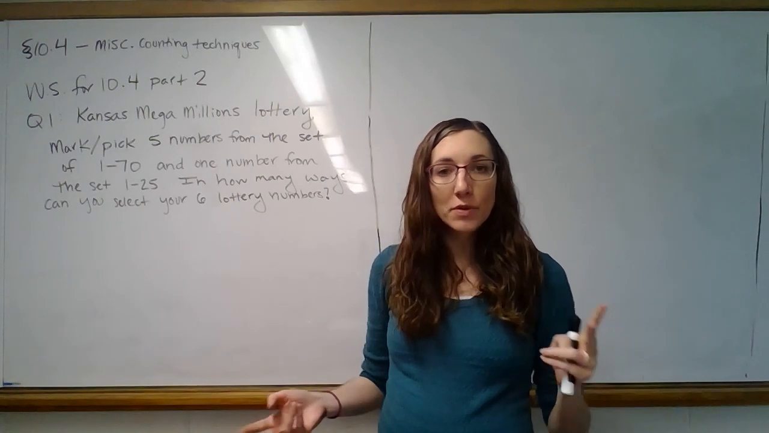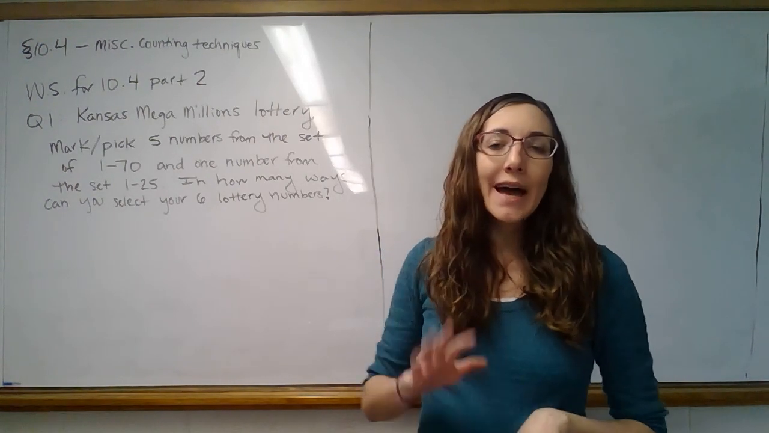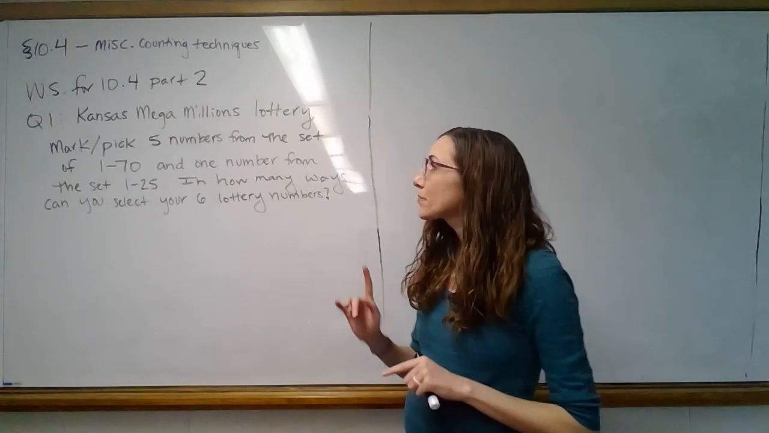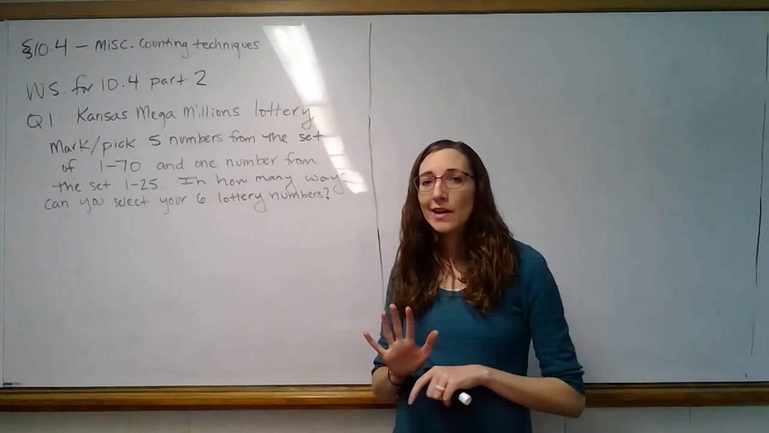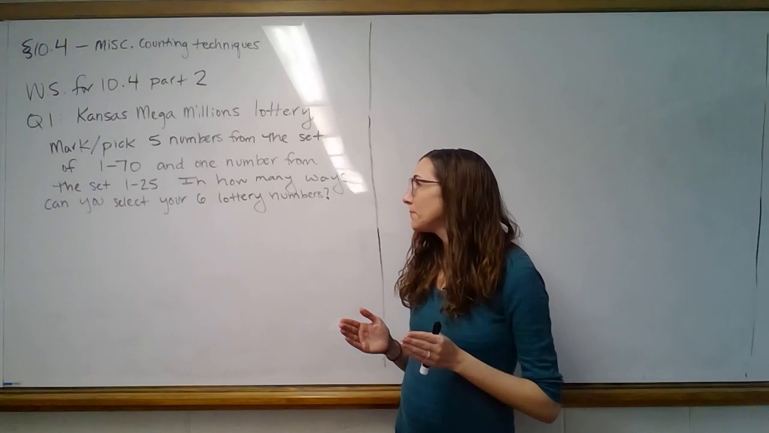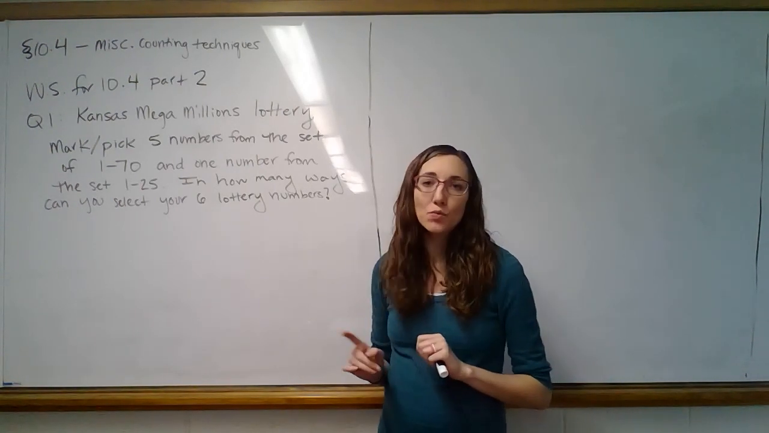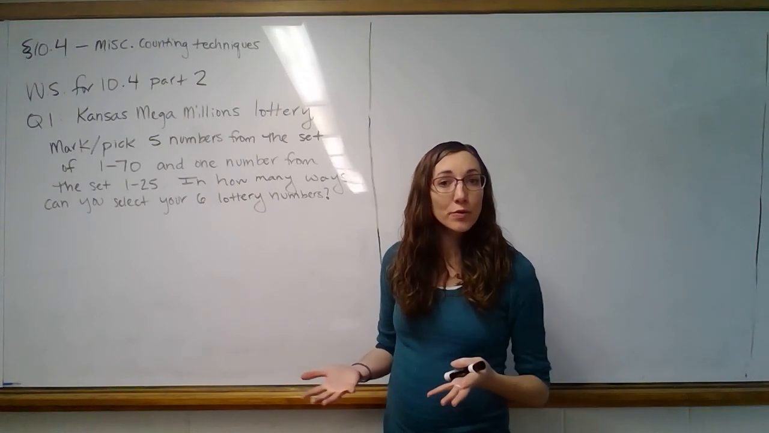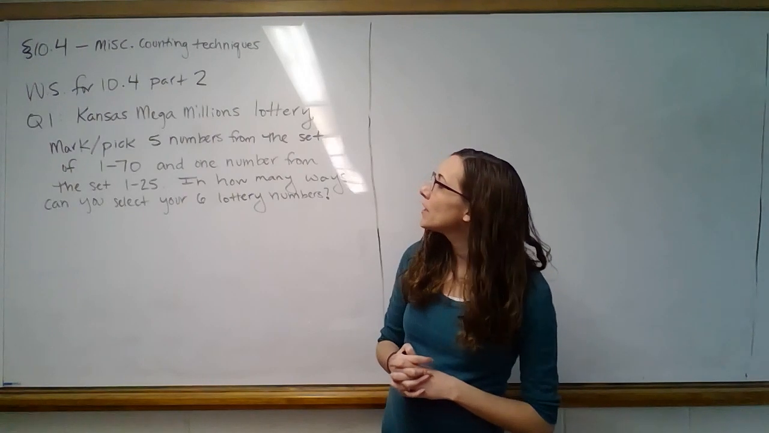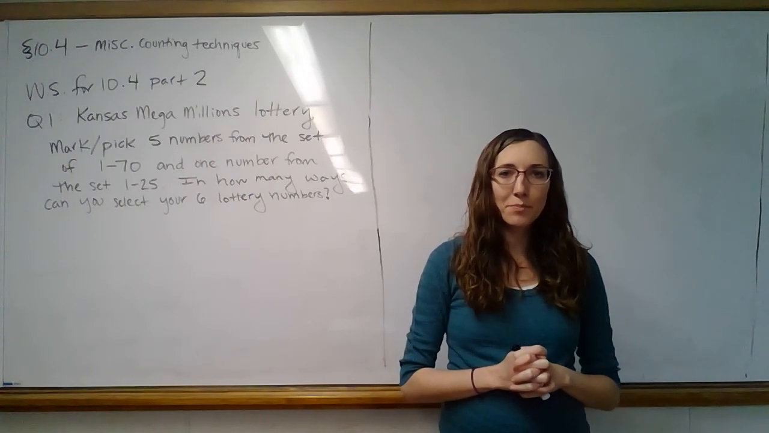It says you get a board with 2 sections. The first section has the numbers 1 through 70, and the second section has the numbers 1 through 25. And what you do is you mark or pick 5 numbers from the section that has the numbers 1 through 70. And then you pick one number from the section that has the numbers 1 through 25. So in total, you end up with 6 numbers. And what we want to know is in how many ways can you select those 6 lottery numbers?